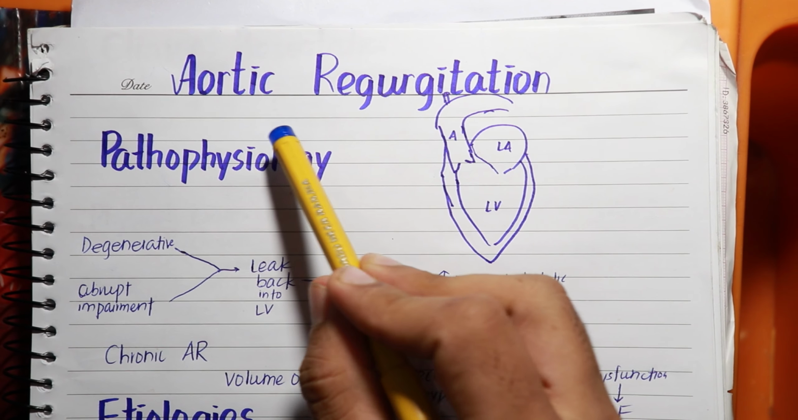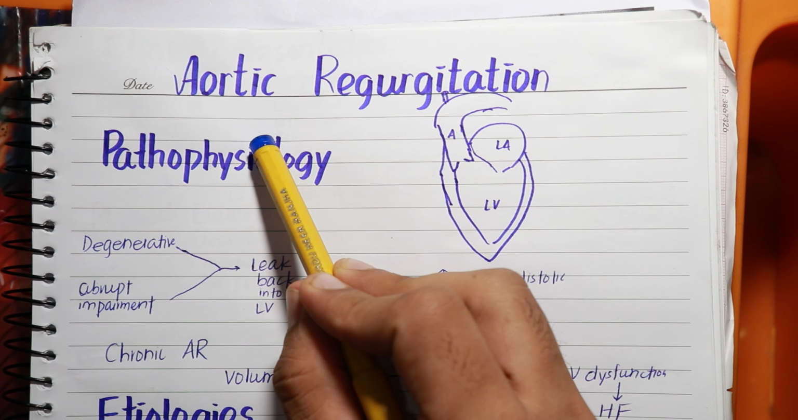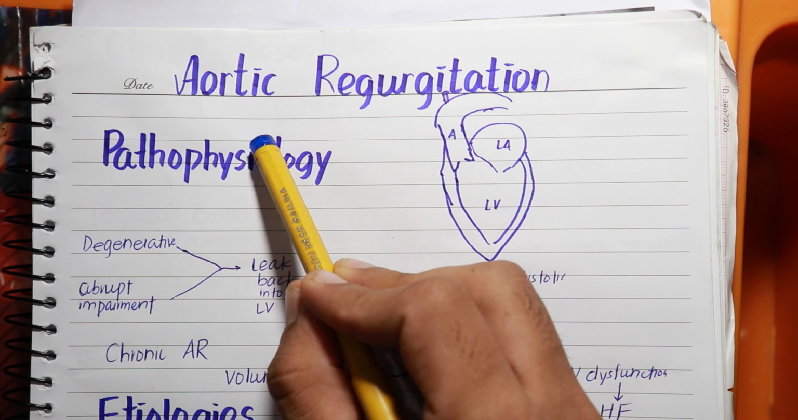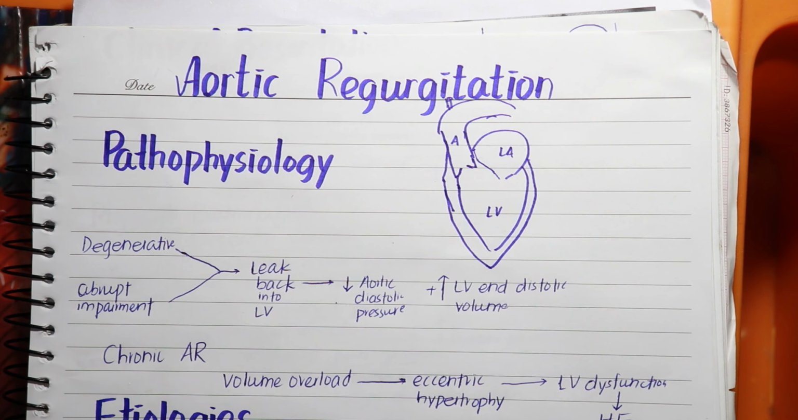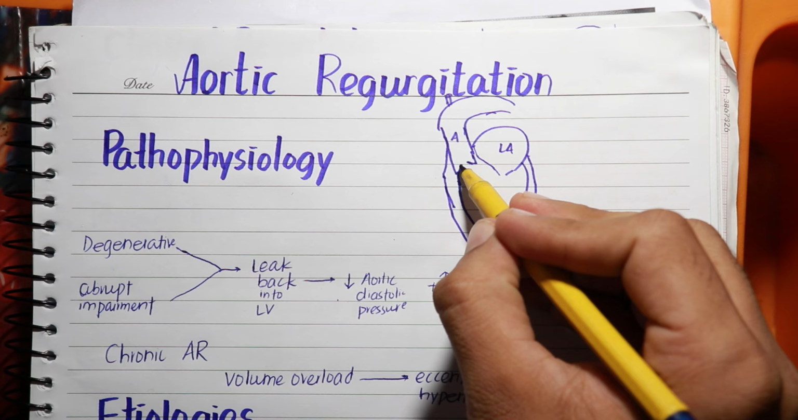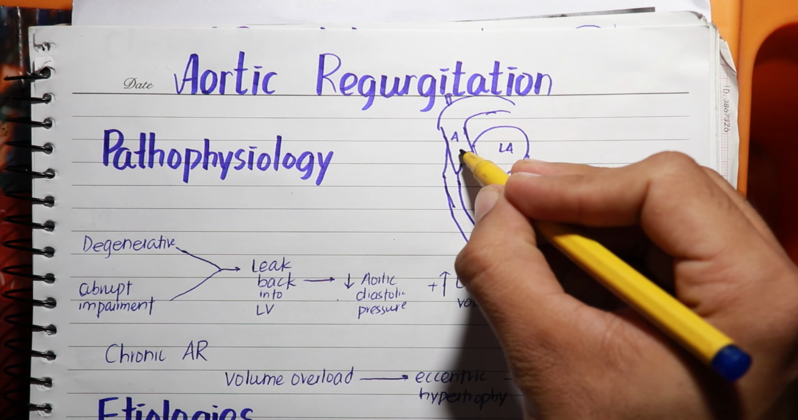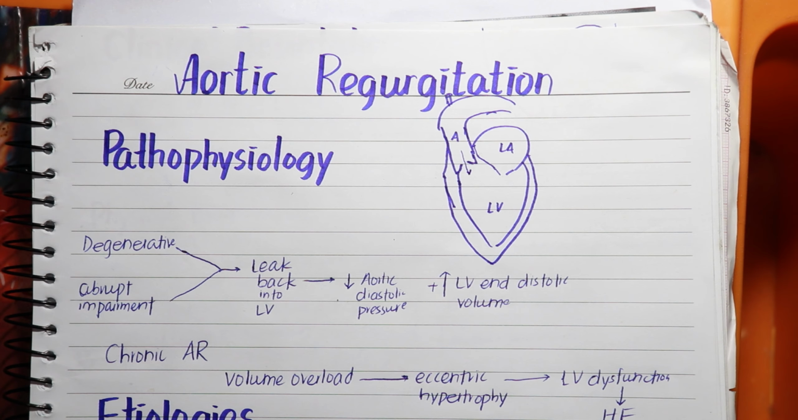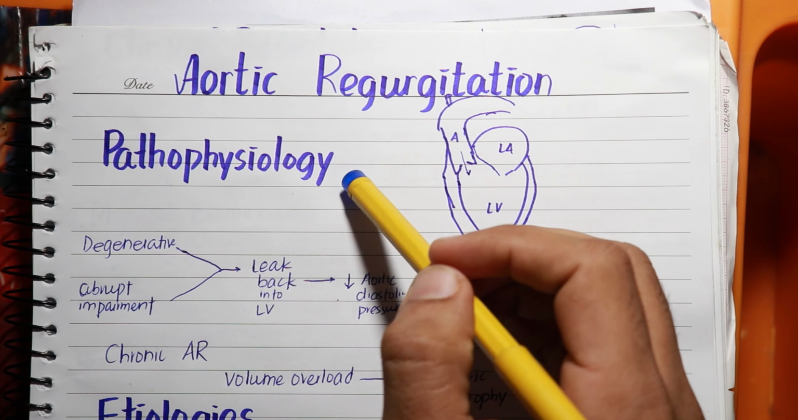Okay, so I'm 100% sure you have a friend who comes to your room, wastes your time, and when he's leaving your room, he doesn't close the door. The same happens with aortic regurgitation. The aortic valve does not close properly and blood comes from the aorta into the left ventricle. So this is our topic, aortic regurgitation.